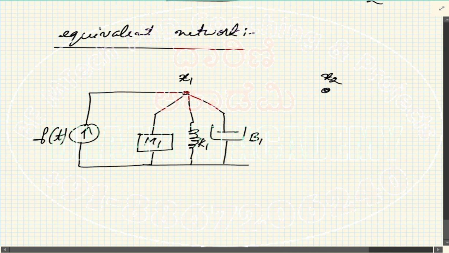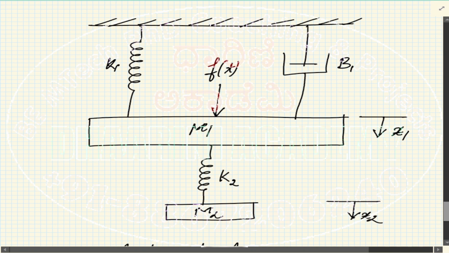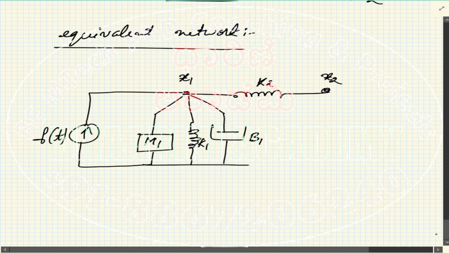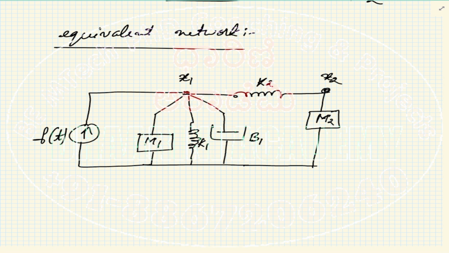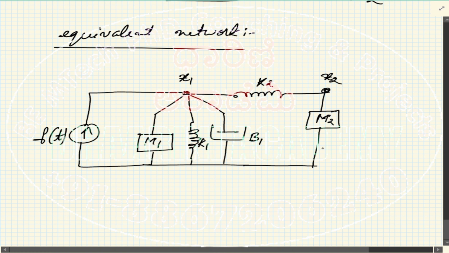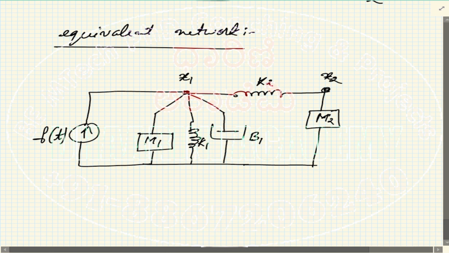And m2. Out of which k2 is here, correct? Between x1 and x2, this is k2, and m2 is only connected to x2. So you will write the M2 between this and the reference. So this part completes the required equivalent network conversion of the given system into the network.